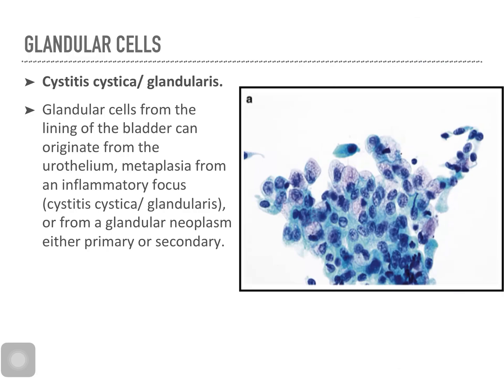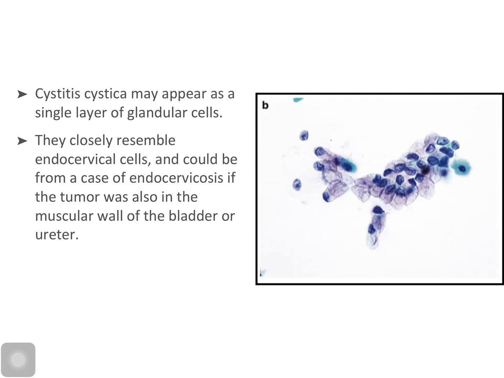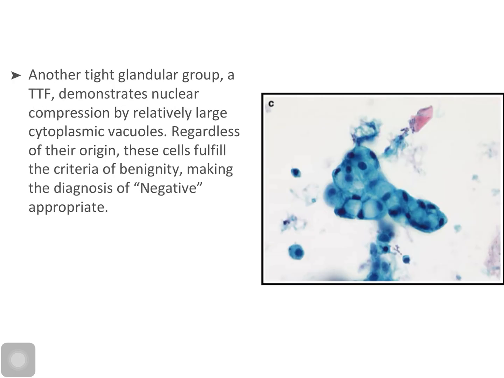Glandular cells. Cystitis cystica or glandularis. Glandular cells from the lining of the bladder can originate from the urothelium, metaplasia from an inflammatory focus, cystitis cystica or glandularis, or from a glandular neoplasm, either primary or secondary. Cystitis cystica may appear as a single layer of glandular cells. They closely resemble endocervical cells and could be from a case of endocervicosis if the tumor was also in the muscular wall of the bladder or ureter.